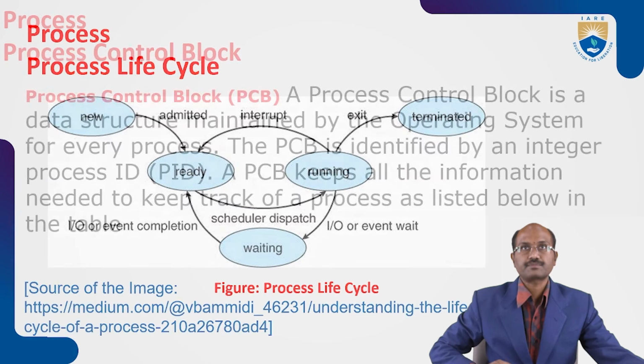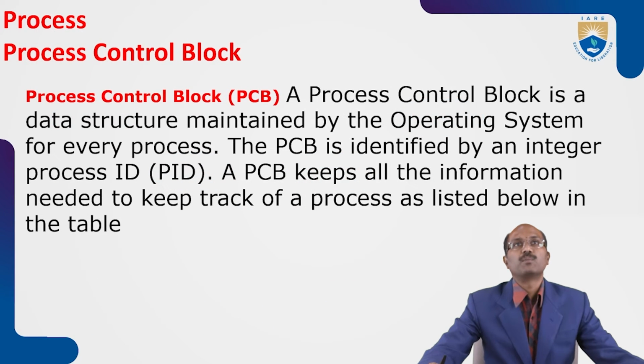Coming to the process control block. A process has a process control block. It has many data structures. A process control block is a data structure maintained by the operating system for every process. So every process contains its own PCB, that is, a process control block. The process control block is identified by an integer called the process ID. This is the first data structure in the process control block.